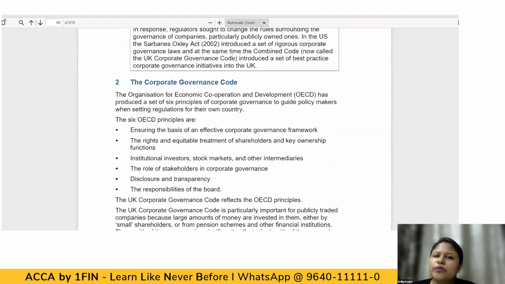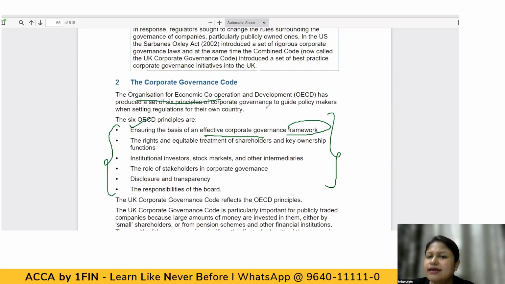Okay. Now, corporate governance code, here they have spoken about the UK code, which talks about the 6 OECD principles. Basically, these are applicable for all the companies. So throughout the world nowadays, people are keeping these principles in their mind and framing their corporate governance structure. So what are they? Ensure the basis for an effective corporate governance framework. That means the Organization for Economic Cooperation and Development, OECD, has given 6 principles for the policymakers to draft a good corporate governance policy.